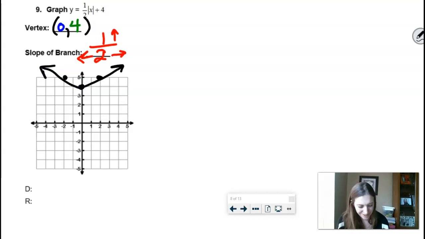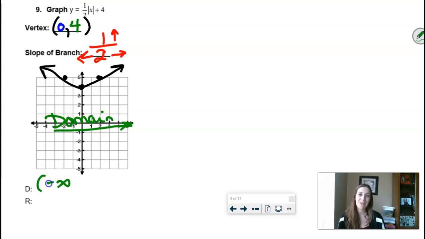All right, so the domain, remember, all your x values, and those of you who've already figured it out, good job. Domain for absolute value functions is always negative infinity to positive infinity. The range, however, you gotta be careful. Range is the lowest y value. All right, range is 4 to infinity.